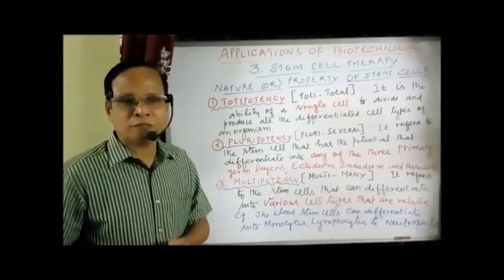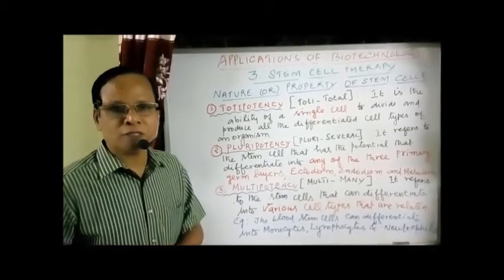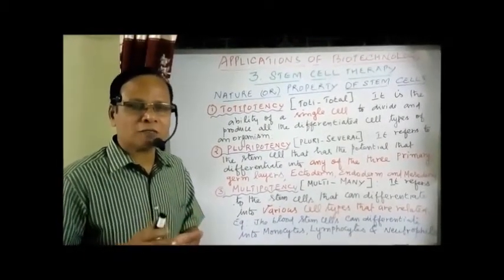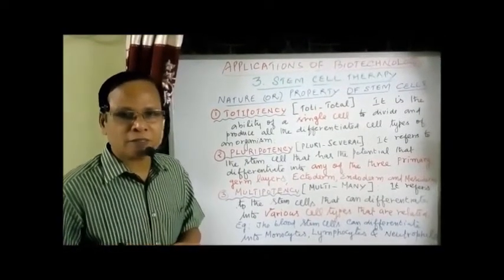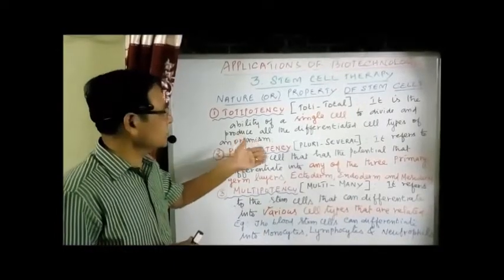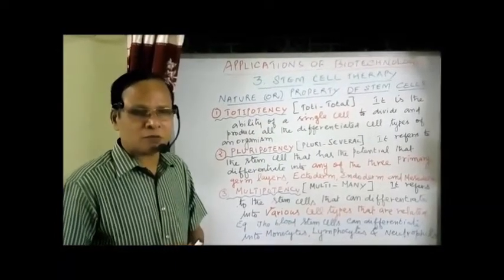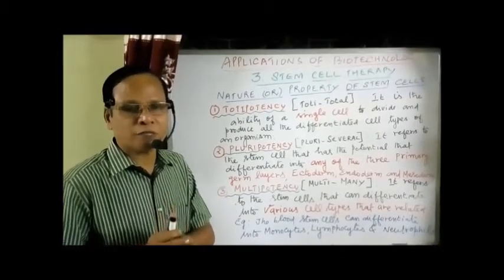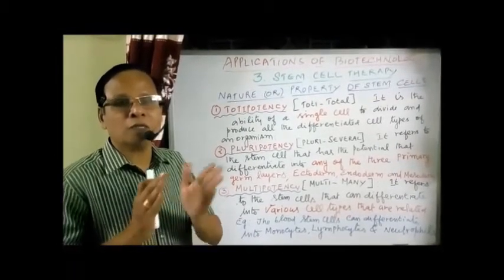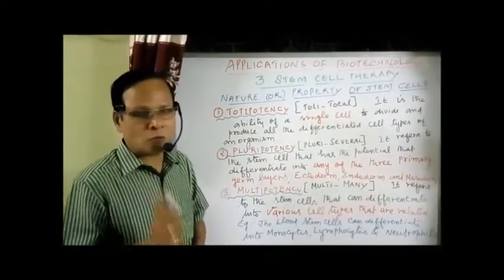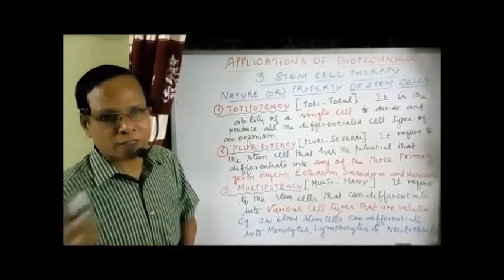For example, in animal cells, the zygote is a progenitor, it is totipotent. Or at the 8-cell stage, any blastomere can be separated and cultured to form a totipotent cell. That means a single cell can divide and produce the entire organism with all the different types of cells, and that's called totipotency. One cell gave rise to the entire organism.